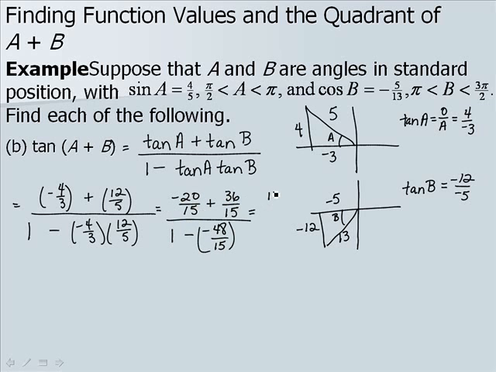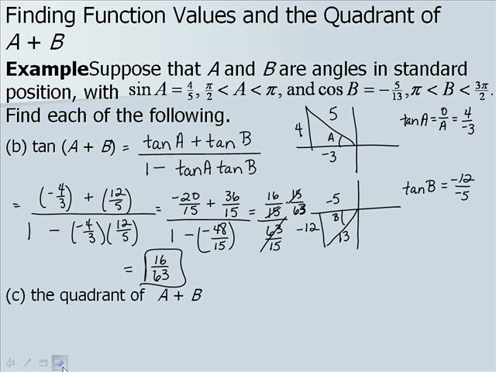So we see we get 16 over 15 divided by, when we work out the bottom, we'll get 63 over 15. So we'll now just multiply by 15 over 63. So we'll get a value of 16 over 63 when we have our tangent, and that's positive as well.